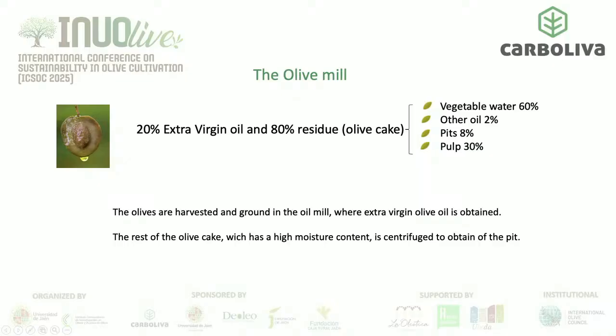Of the fruit, the olive, you obtain in the olive mill 20% extra virgin oil, and the rest of the mass is 20% in weight. You can see here that the moisture content is very high. You also have the rest of the oil, only 2%, olive pits, and maybe 30% of olive pulp. The olives are harvested from the ground to the olive mill, where extra virgin oil is obtained, and the rest, the olive cake, which has a high moisture content, is centrifuged to obtain the olive pits. That is the first step.